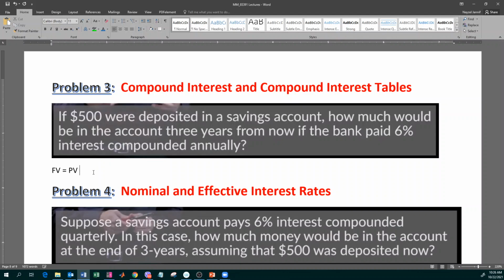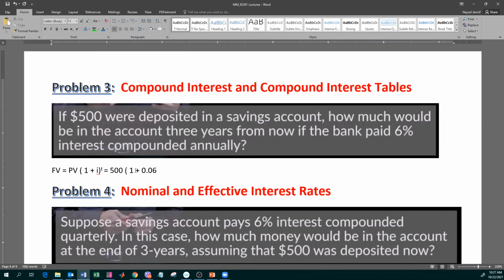Okay, let's do this one, guys. Future value is equal to present value times (1 plus i) to the power of t. All right, 1 plus i to the power of t. Present value is what? 500. I want you guys to have your calculators ready. 1 plus, what is the interest rate?